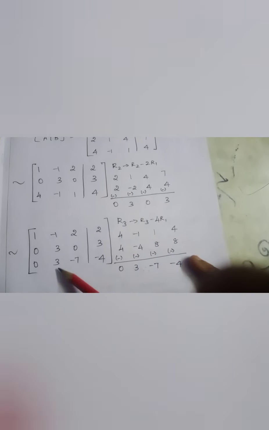R2 as R2 minus 2R1, because here it is 2. If you make this as 2 only, 2 minus 2 will become 0. So our aim is to make this element and this element 0. And R3 minus 4R1, see, this has become 0. Now once again, to make this element also 0, we apply R3 as R3 minus R2 and we have brought it to the echelon form.